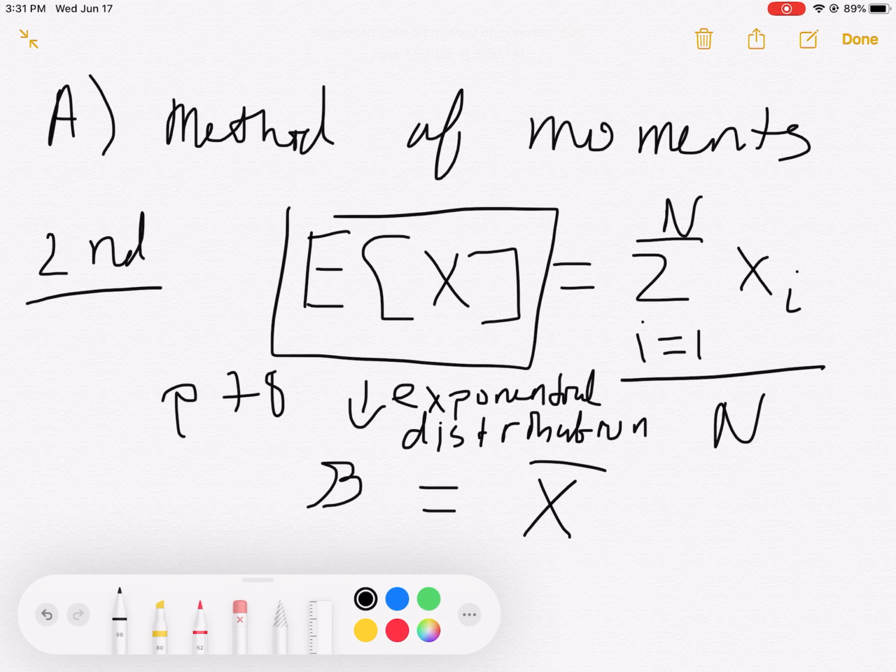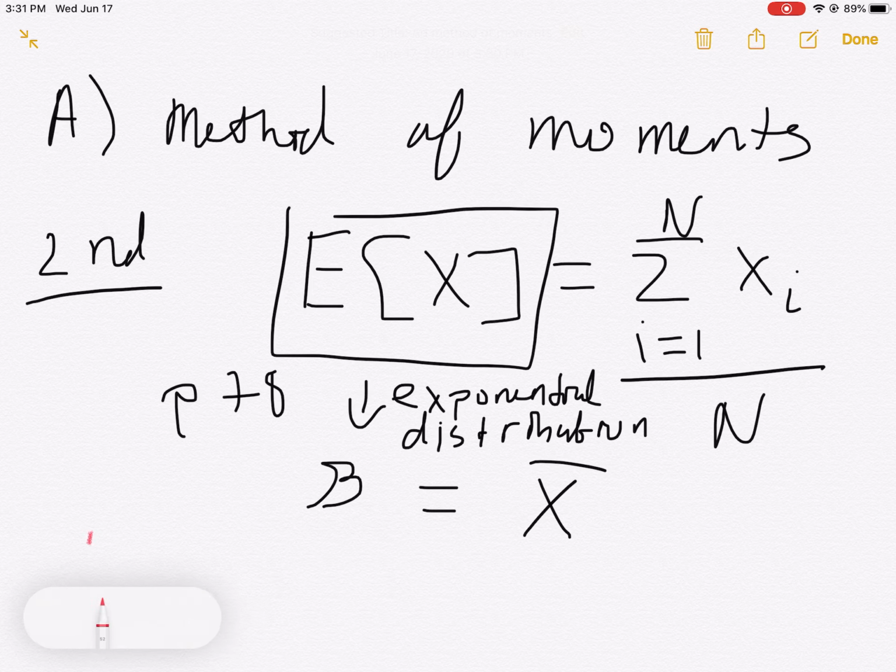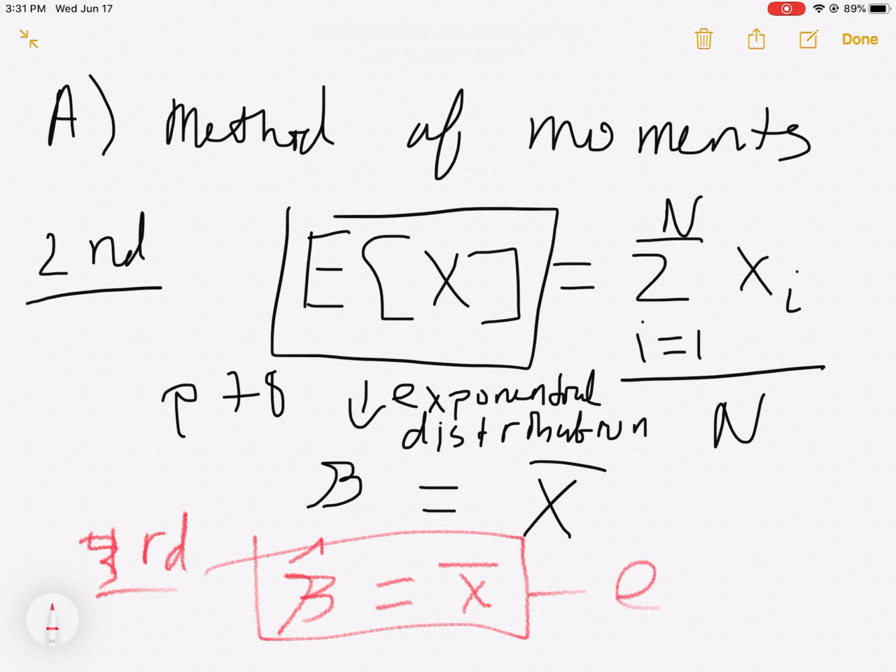So once we solve for beta, our third step is beta hat is equal to x bar. This is our estimate. Beta is just the average value.